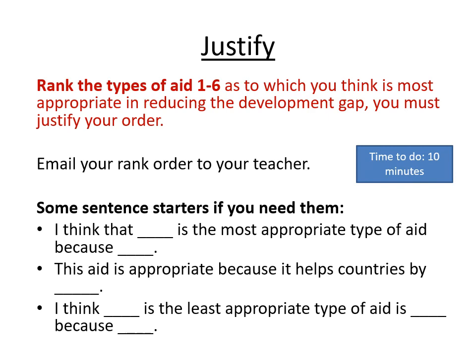And I'd like you to rank the types of aid as to which you think is the most appropriate in reducing the development gap, which is best, basically. Number 1 is going to be the best, number 6 is the worst. I'd like you to rank them, and then I'd like you to justify it. It says you must justify your order. And there are some sentence starters at the bottom to help with that. This is a short paragraph telling me why you've chosen your number 1 and your number 6, I think.